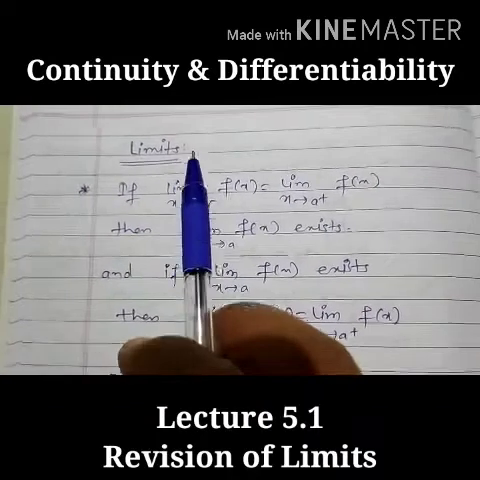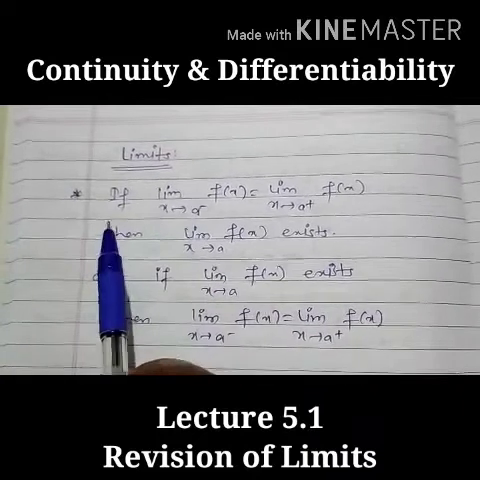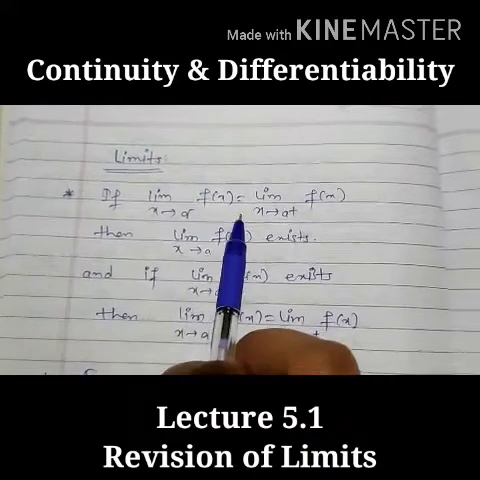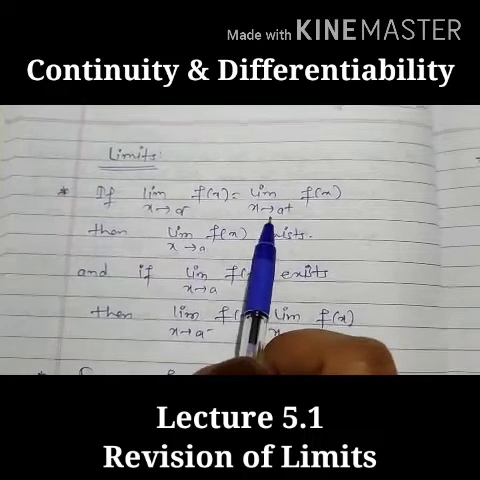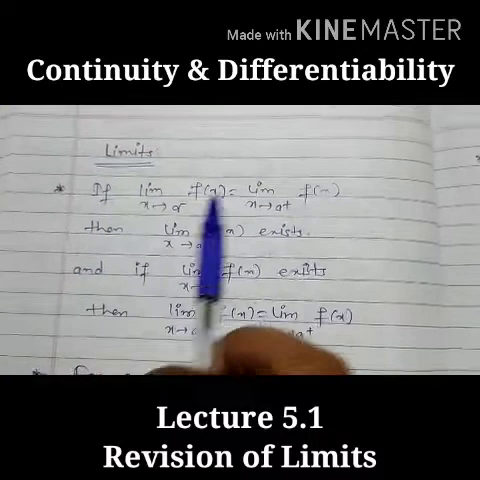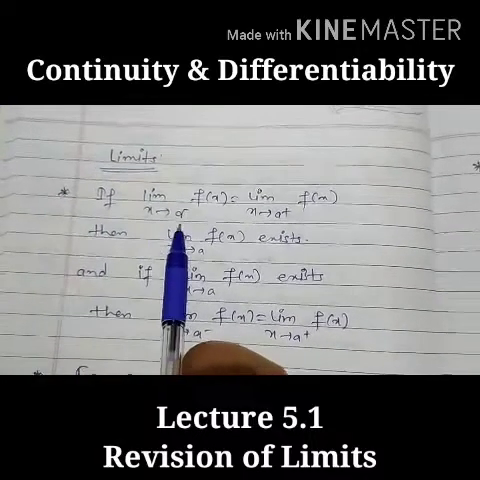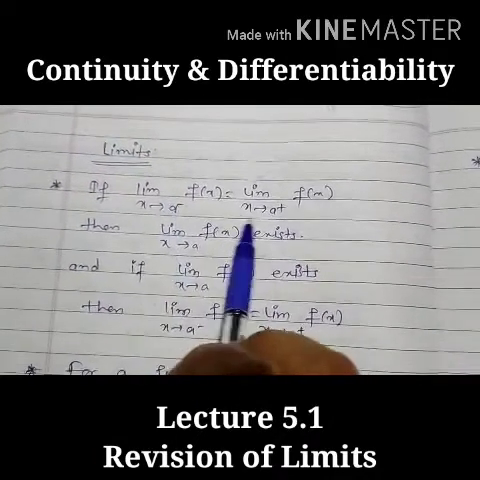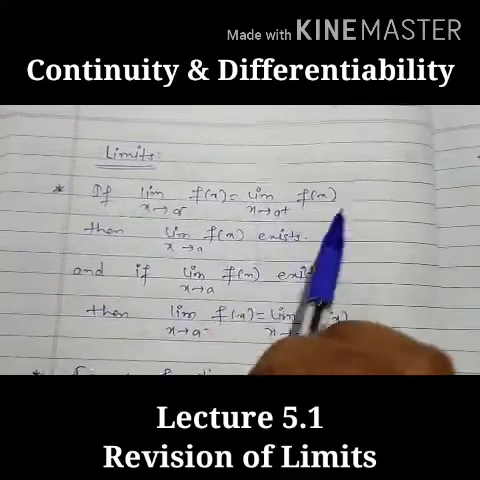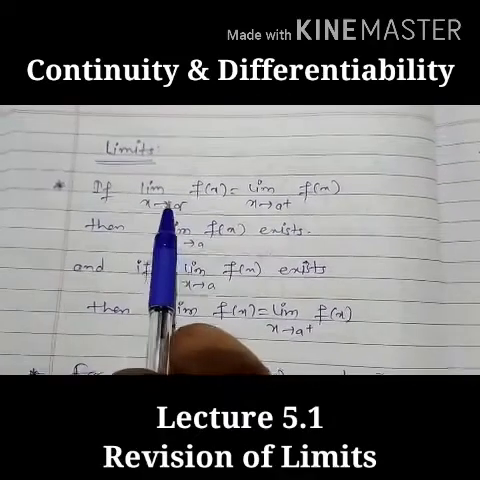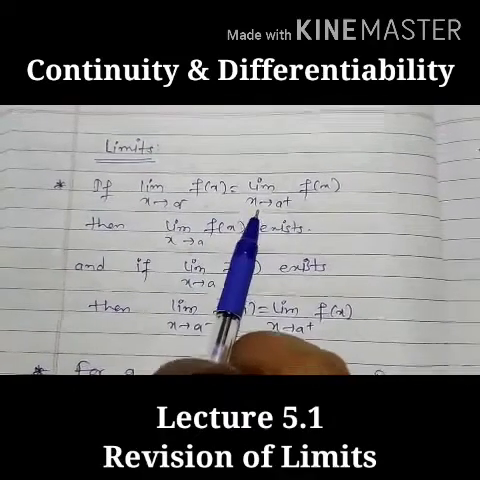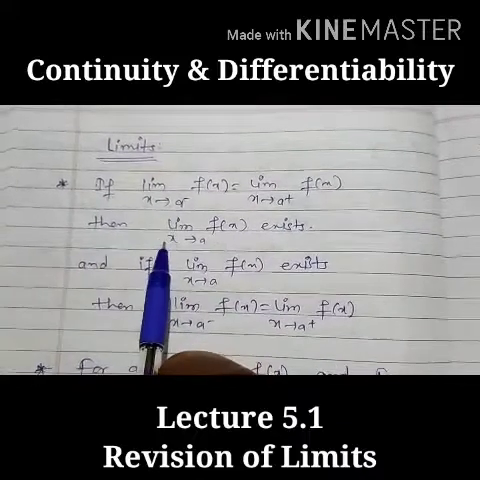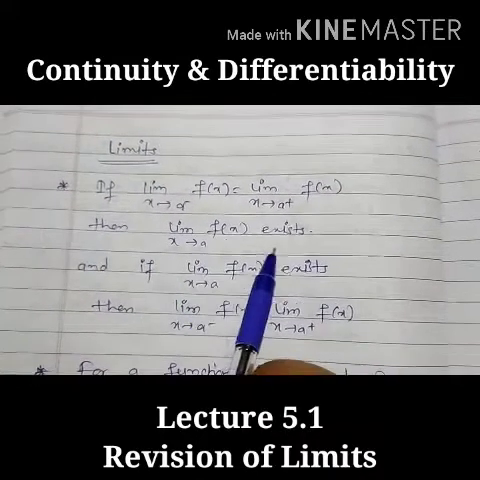So in limits, as we have seen, if limit as x tends to a minus f of x is equal to limit as x tends to a plus f of x, where limit as x tends to a minus is the left hand limit of the function and x tends to a plus is the right hand limit of the function. If left hand limit and right hand limit both are equal, then we can say that limit as x tends to a f of x exists.